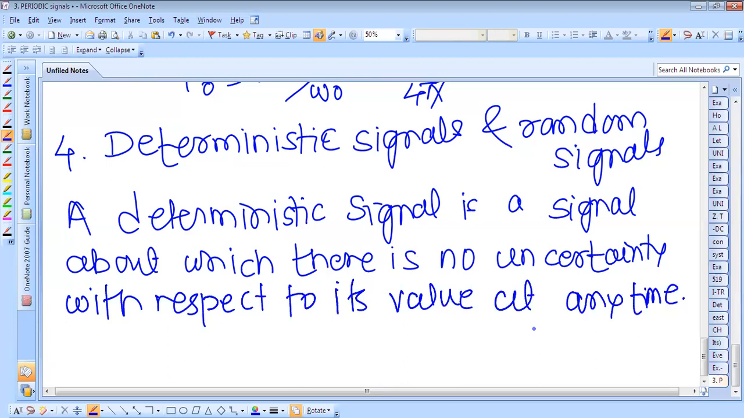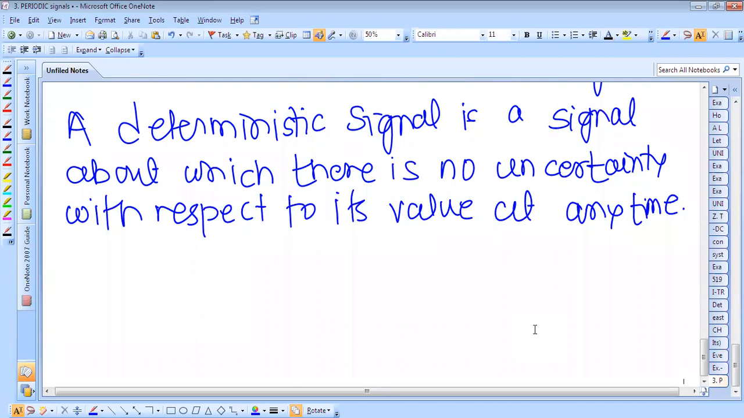So we have just seen the square wave, which is a periodic signal, and it is defined for all values of time, and therefore this is a deterministic signal. Whereas the random signal is the signal about which there is uncertainty.